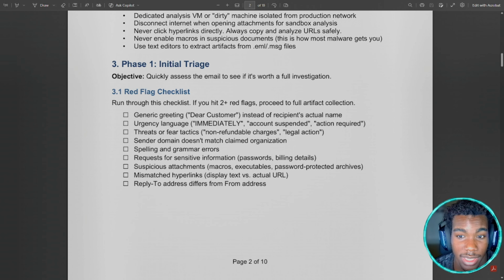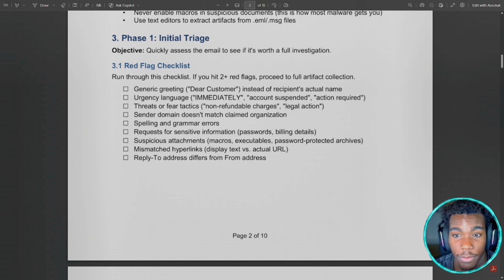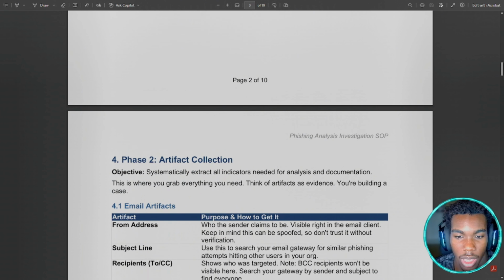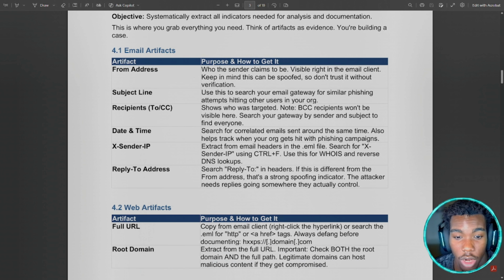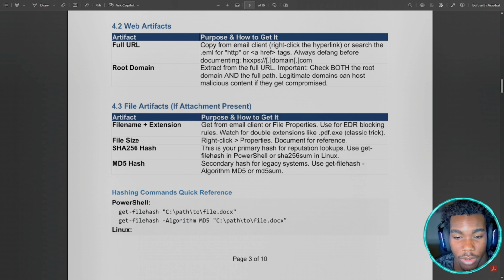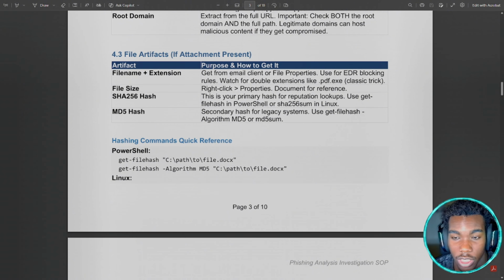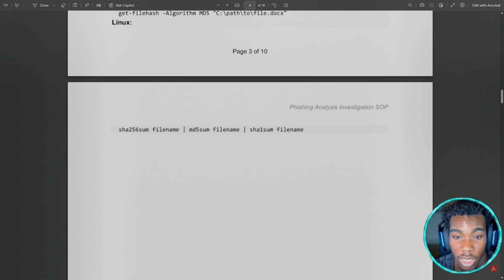So first phase is the initial triage, where we just check for initial red flags to make sure that we don't need to go too deeply in it, especially if a lot of these boxes are checked. We know that it's a phishing email already, and we can probably conclude that it's phishing. But phase 2 is artifact collecting: email artifacts, web artifacts, file artifacts, all the good stuff to determine whether or not an email is malicious.